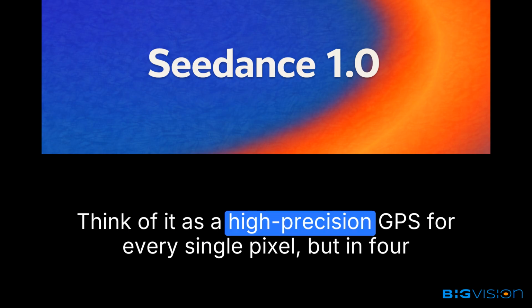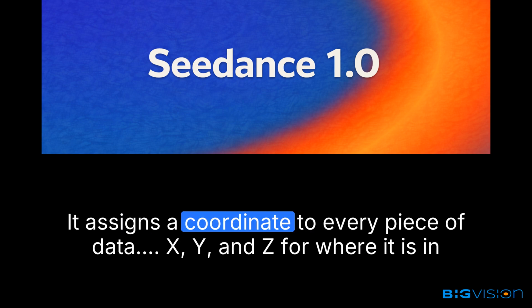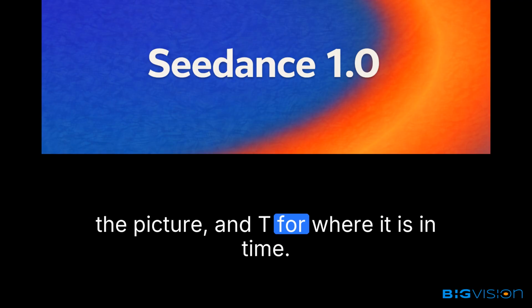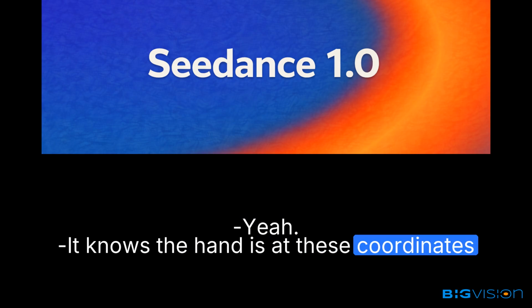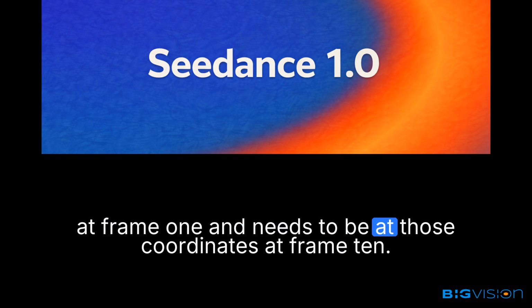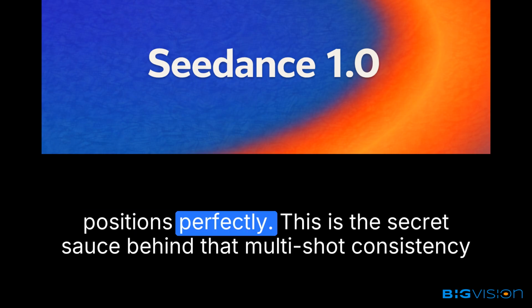Think of it as a high-precision GPS for every single pixel, but in 4 dimensions. 4 dimensions. It assigns a coordinate to every piece of data, X, Y, and Z for where it is in the picture, and T for where it is in time. So the model isn't just guessing, I think the hand moves left. It knows the hand is at these coordinates at frame 1 and needs to be at those coordinates at frame 10. Exactly right. This rotary encoding allows the model to understand relative positions perfectly.